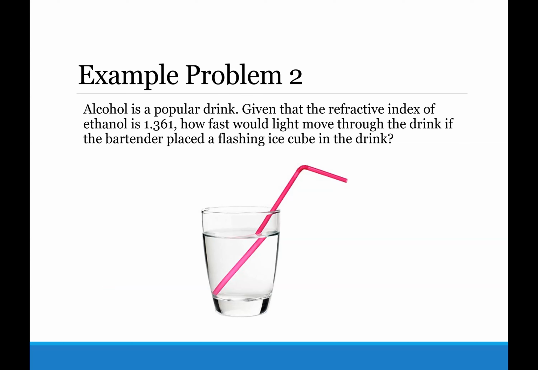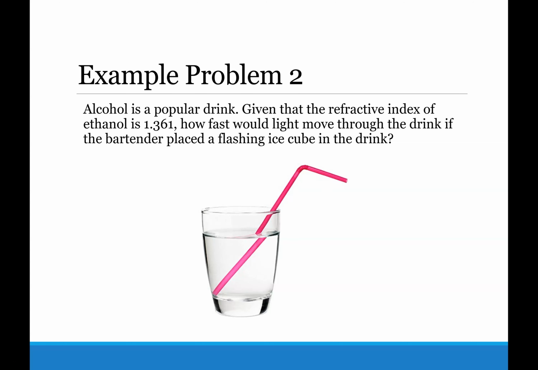Example problem 2 reads, alcohol is a popular drink. Given that the refractive index of ethanol is 1.361, how fast would light move through the drink if the bartender placed a flashing ice cube in the drink?